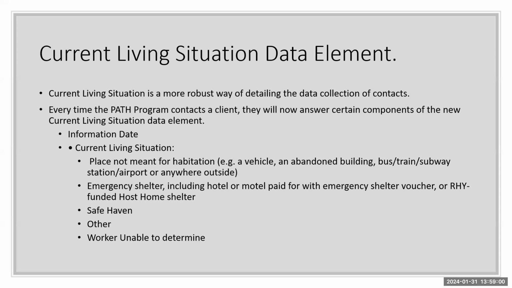For PATH clients, you must provide a current living situation sub-assessment for each contact you have with a client. The current living situation is more of a robust way of detailing the data collection of your contacts. Every time the PATH program contacts a client, they will now answer certain components of the current living situation data element, such as the information date, so the date you collected the information, the current living situation of where the client is living. So if it's in a place not meant for human habitation, a shelter, or a hotel motel paid for with emergency shelter funds or RHY funded host home, a safe haven, other, or worker unable to determine.